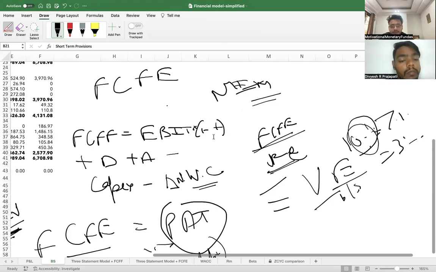In the FCFF formula we use EV. When you're discounting the free cash flow to firm by the discount rate, you are calculating your enterprise value. Not to worry for that. Some things are very new for people, but it is just a basic intro I'm giving. Not even an intro, somewhat more than an intro.